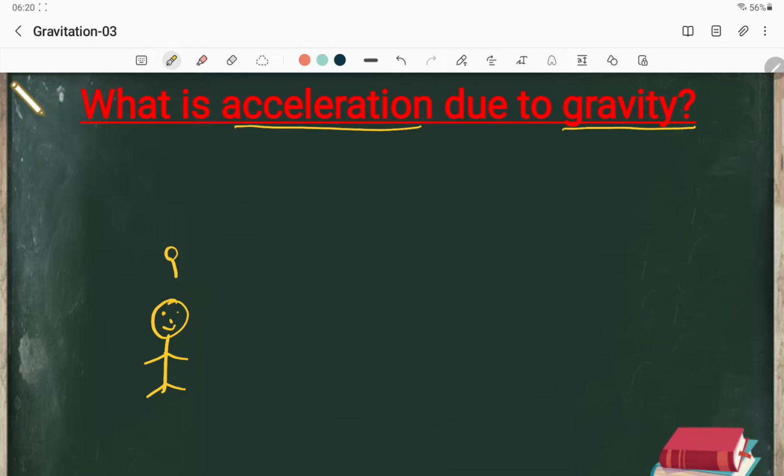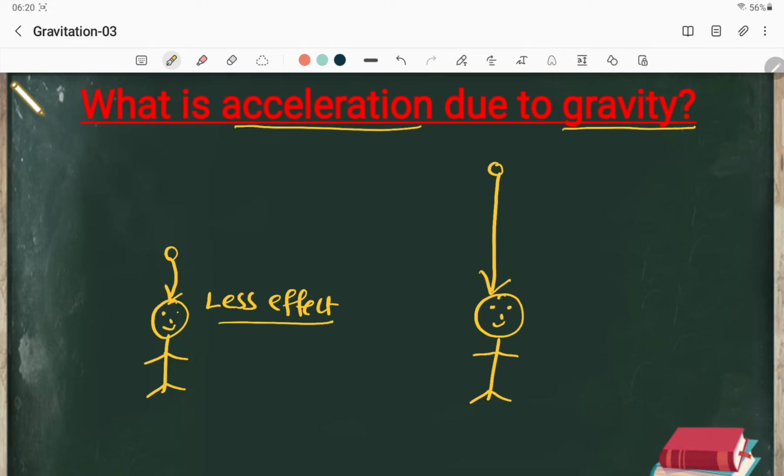Now definitely this stone will come and hit your head, and maybe you will have less effect, because it is dropped from less height. Now, for example, the same person is standing here. Don't think that the head has become bigger. Now the stone is dropped from here. Now it will also come and hit you, but here there is more effect.